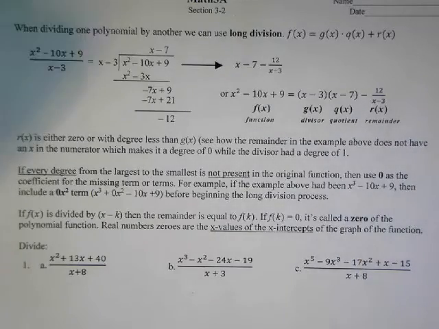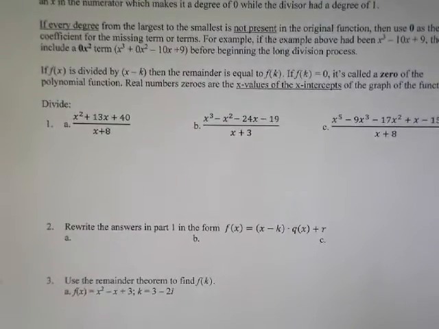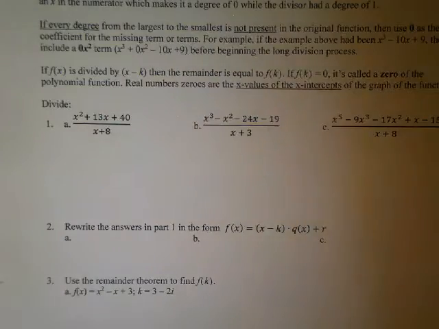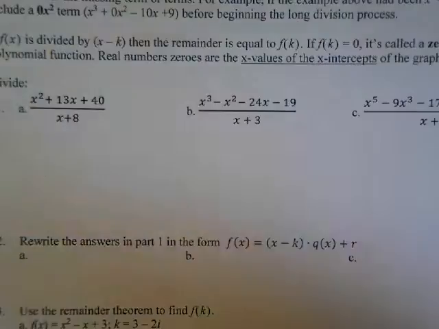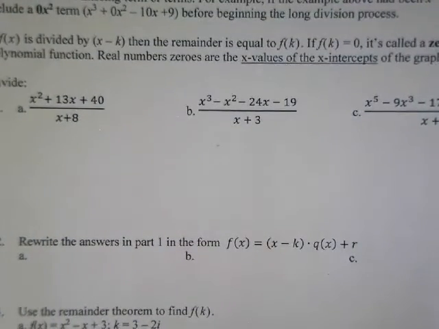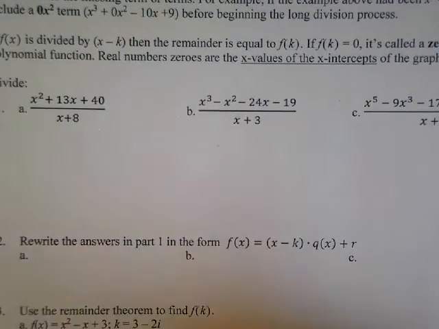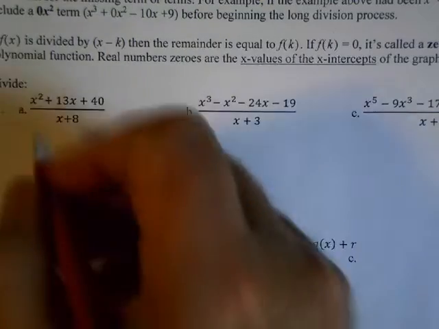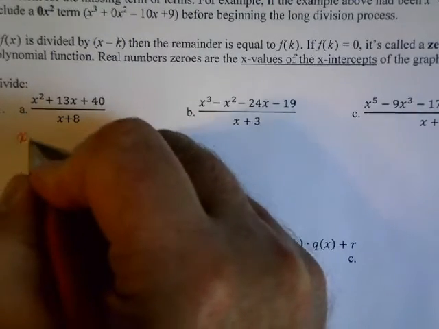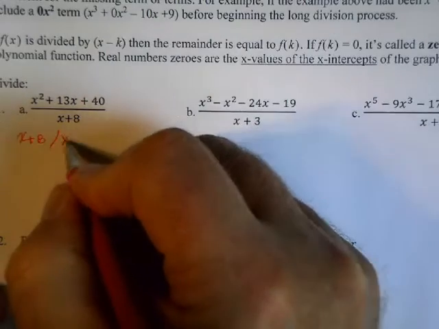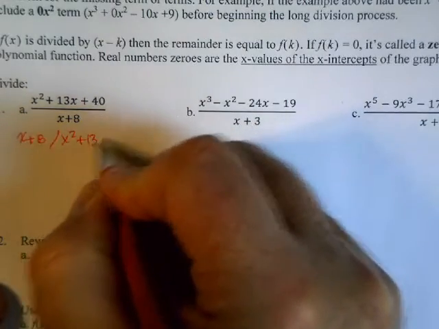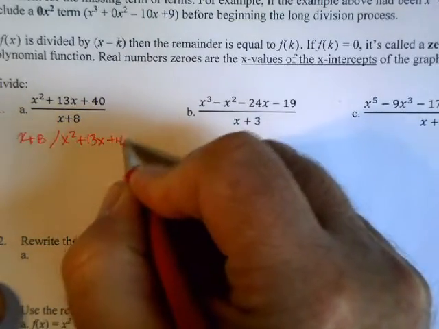All right, so let's look at some examples now. And I'm going to blow it up just a little bit so it's easier to see. So, in this first case, we're going to do x plus 8 into x squared plus 13x plus 40.